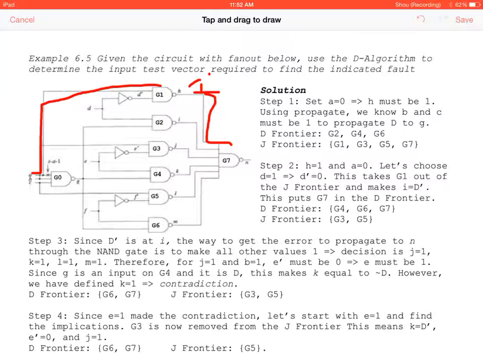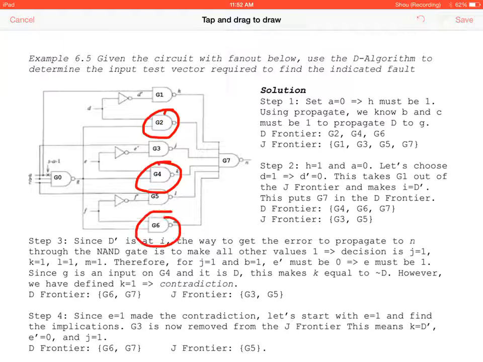And 1 on the input of a NAND gate doesn't necessarily mean that we can't propagate it yet. Because if you have a 0, it'll propagate a 1. If you have a 1, it'll propagate a 0. If you have D, it'll propagate D bar. If you have D bar, it'll propagate D. So this is desirable. If we get a 0 on this output, that means we have created a contradiction or an error in being able to propagate it, then we have to go backwards. And so we have defined our D frontier as G2, G4, and G6.